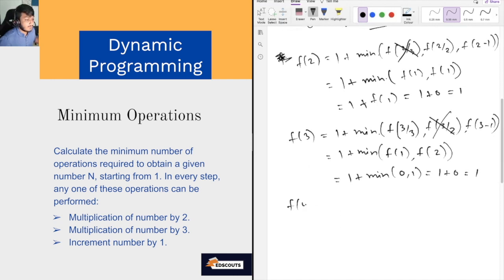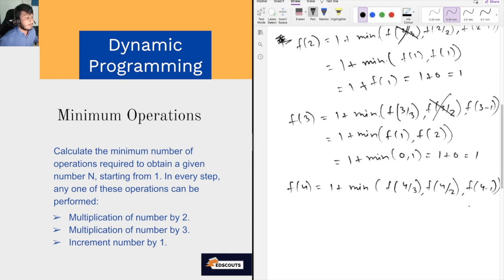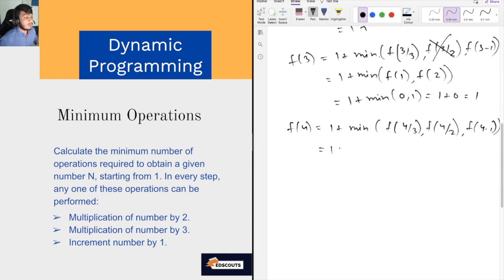Let's calculate for 4. 1 plus minimum of f of 4 by 3 comma f of 4 by 2 comma f of 4 minus 1 is equal to 1 plus minimum of 4 by 3. We won't calculate, 4 is not divisible by 3. So directly f of 2 comma f of 3.